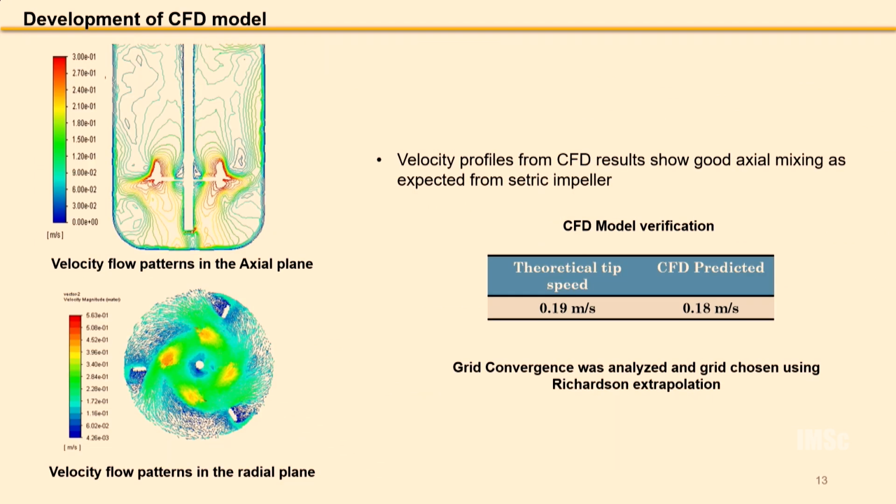We were able to get a velocity pattern which had good axial mixing. The impeller we used is a Cetric impeller, which has been known to be good for plant cell cultures and has been published earlier. We used that impeller and a porous sparger, and we saw good axial mixing. We also saw that the theoretical tip speed matched well with the CFD-predicted tip speed, and we did a grid convergence study to make sure the results are independent of the meshing we have done.